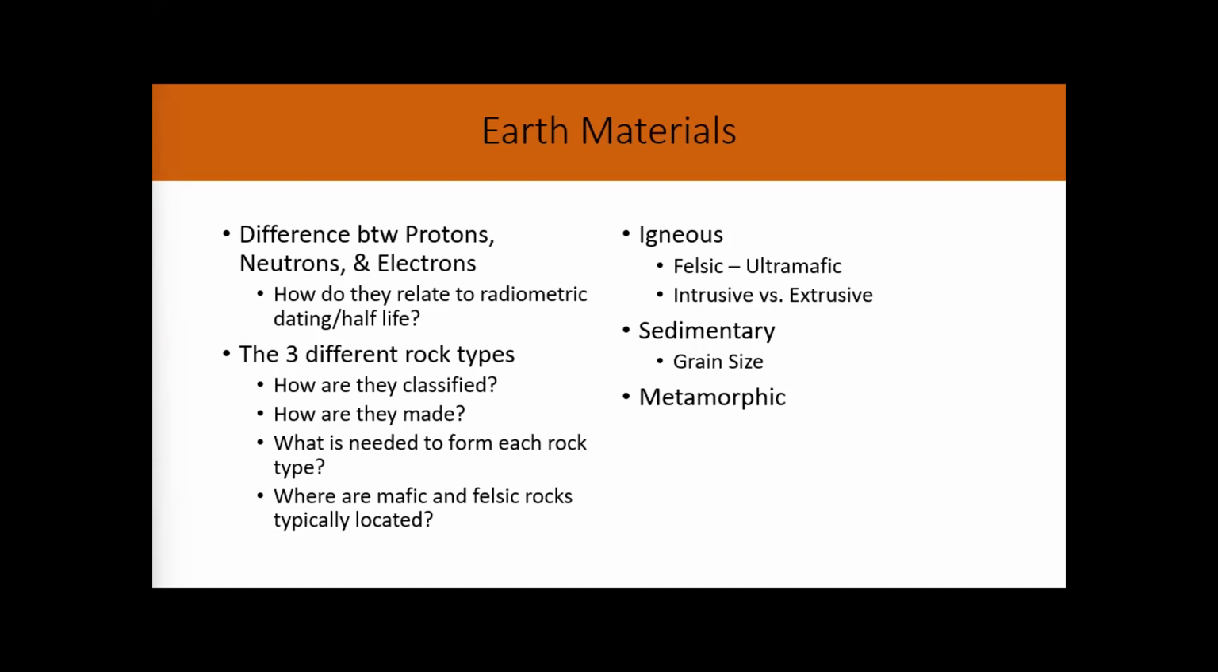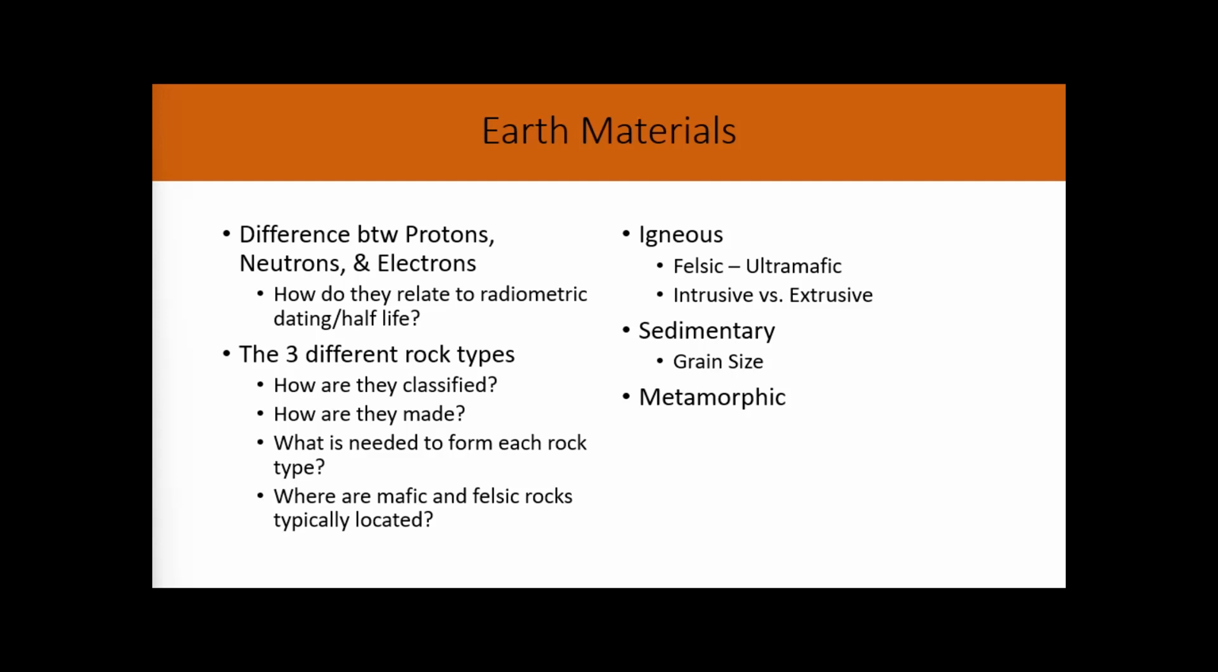3 different rock types. How are they classified? Your igneous, your sedimentary, your metamorphic. For igneous, you have your felsic to ultramafic rocks. For sedimentary, you're designating by grain size. Metamorphic, it's more along the lines of the grade of metamorphism, how long it's been metamorphosed, how much time and pressure has formed it. So that's pretty much it for these.